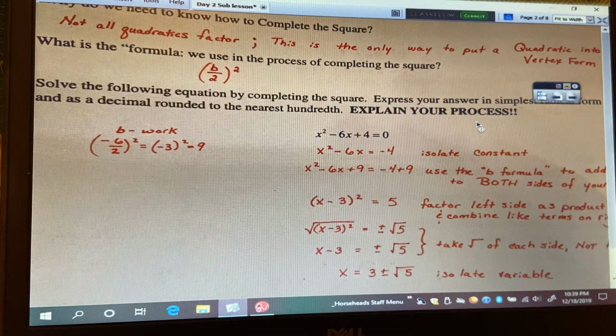Explain your process. So I just listed step by step, line by line, what I did.